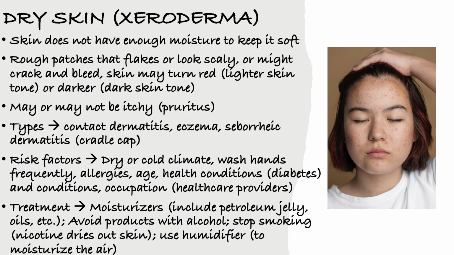And the last thing I'm going to talk about today is dry skin. People deal with dry skin, called xeroderma, especially in the colder months like winter, fall. This is when the skin does not have enough moisture to keep it soft. So what ends up happening is you have rough patches that flake or look scaly, or it might crack and bleed. And the skin may turn red, or darker if in a darker skin tone. It may or may not be itchy, all right? If it's on your lips, it might not be itchy.